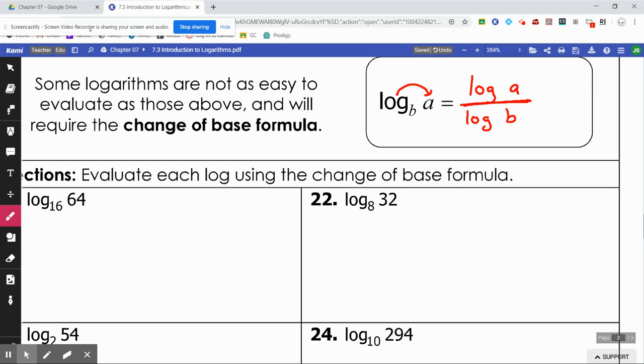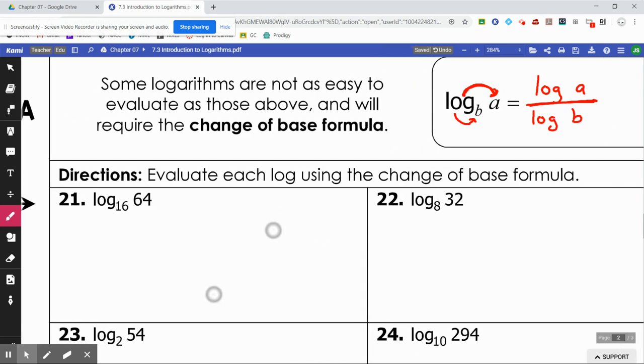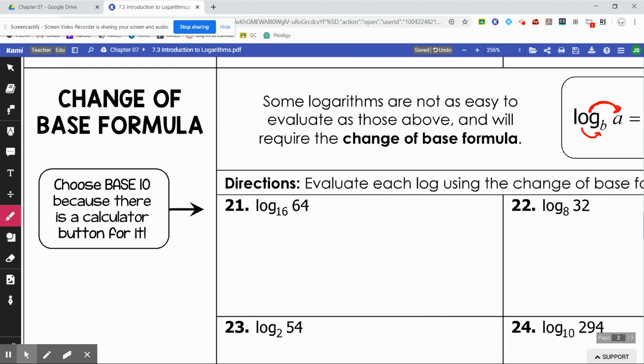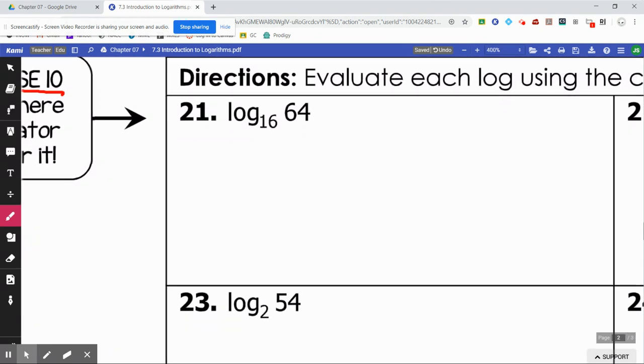You can actually use this formula to change it to any base you wanted to. If you want to change it to a base 7, just put a 7 there. If you want to change them for some reason to a base 8, you can put an 8 there. But you can change it to any base that you would want to by doing the log of the argument divided by the log of the base. So here it says evaluate each log using the change of base formula. It says choose base 10 because there is a calculator button for it. Again, the LOG button on your calculator, that's what it's for.